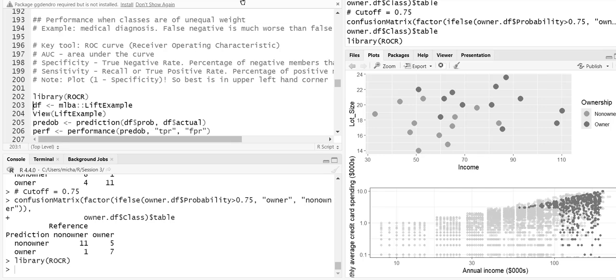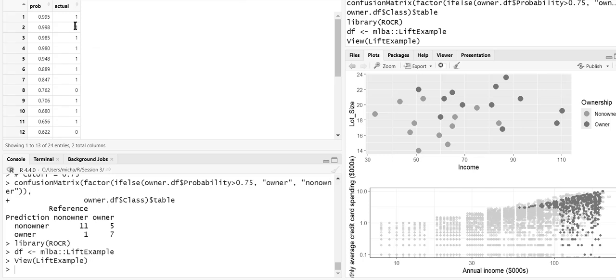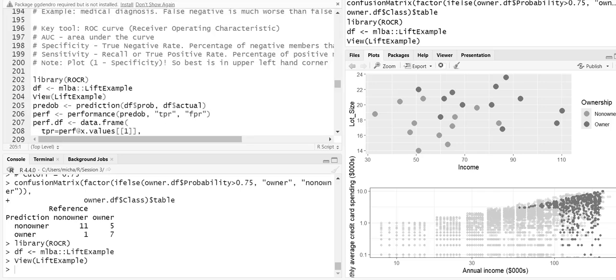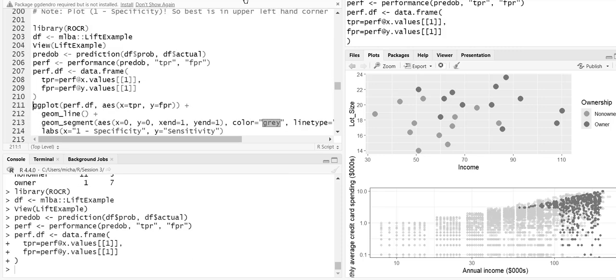Okay, now we're going to look at ROC curves, and we're going to look at this lift example. This is the probability that is assigned, and then this is the actual probability. So again, what we do here is we use various cutoffs to determine different performances.